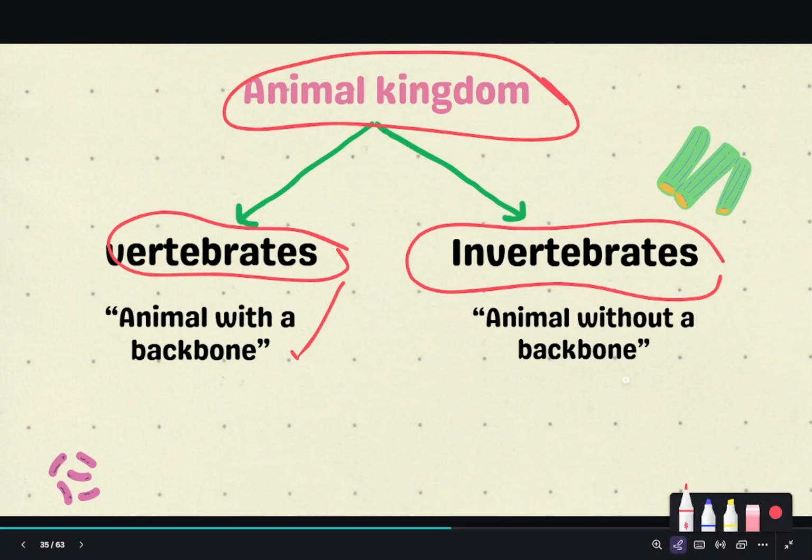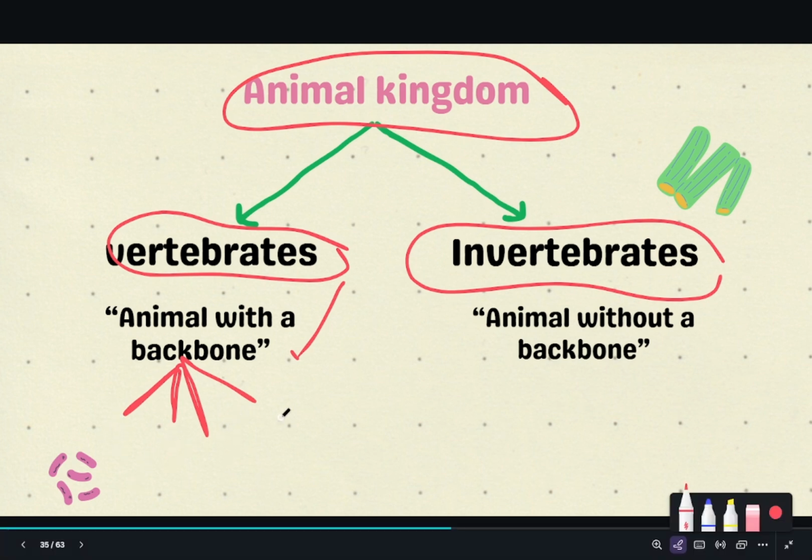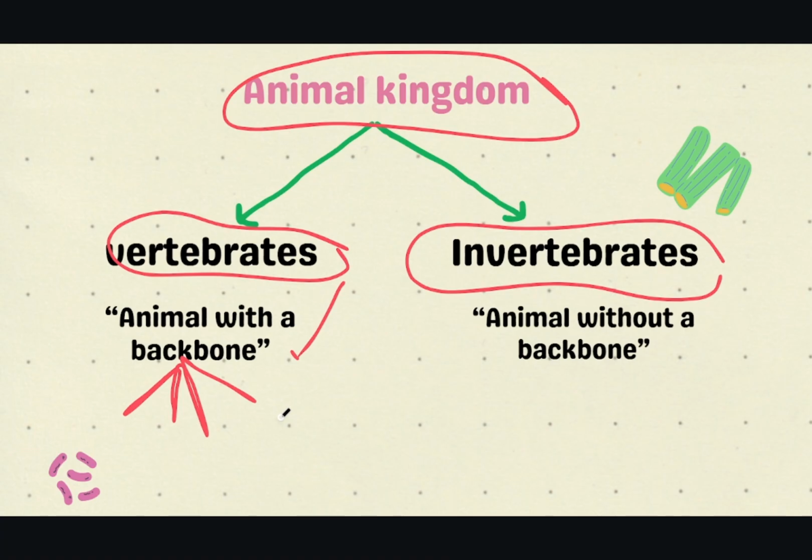Now what we did further is we also classified these vertebrates into five more classes. So we have mammals, birds, reptiles, amphibians, and fish. So we have further classified vertebrates into these five classes, and we have classified invertebrates into two main classes as well. We're going to go over it, but first let's get started with vertebrates.